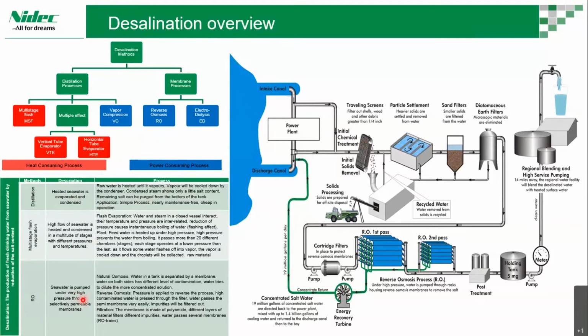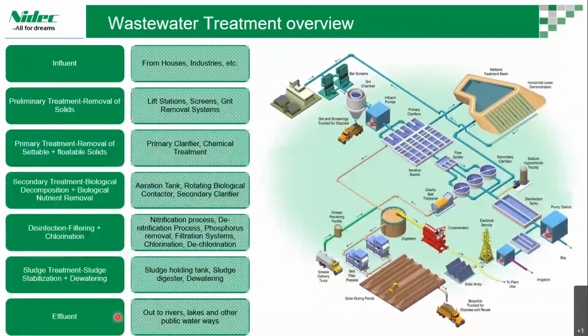When you go to RO, seawater is pumped under very high pressure through selective membranes, which come in different types like natural osmosis, reverse osmosis and the filtration part.